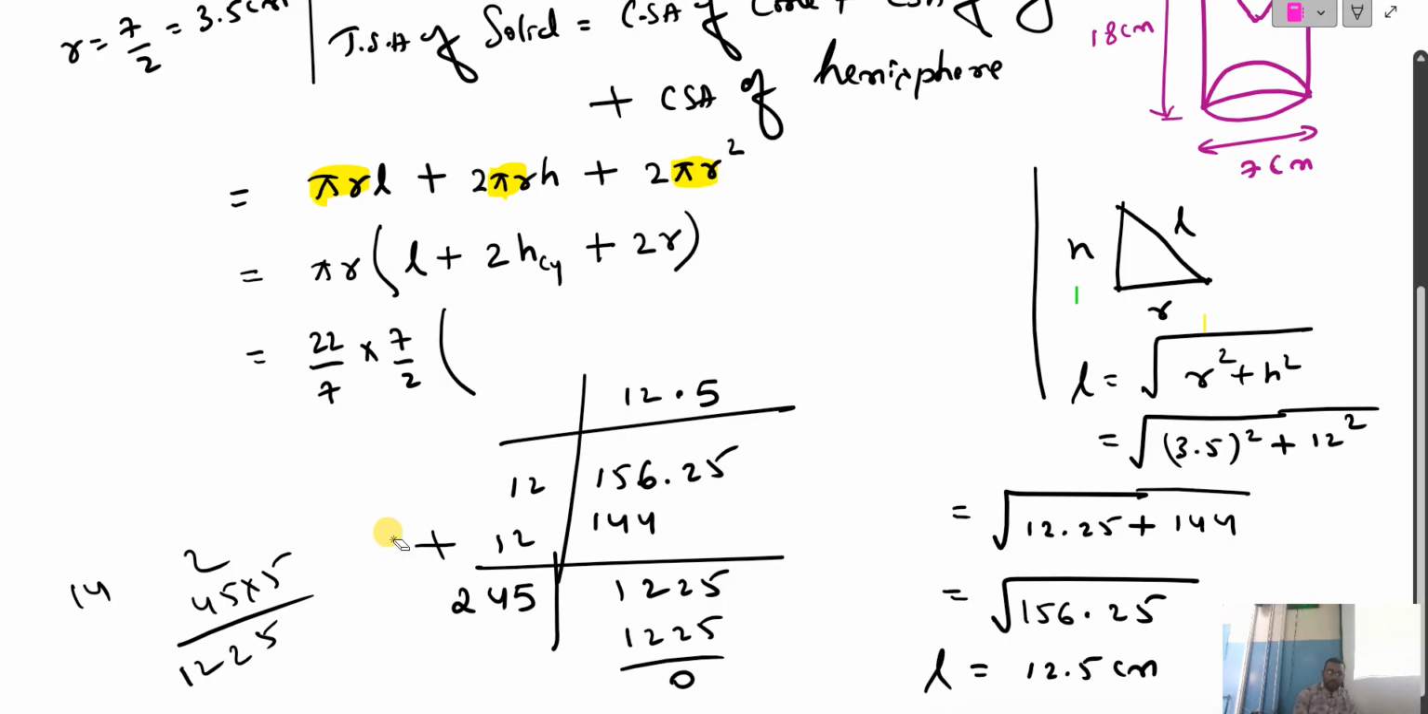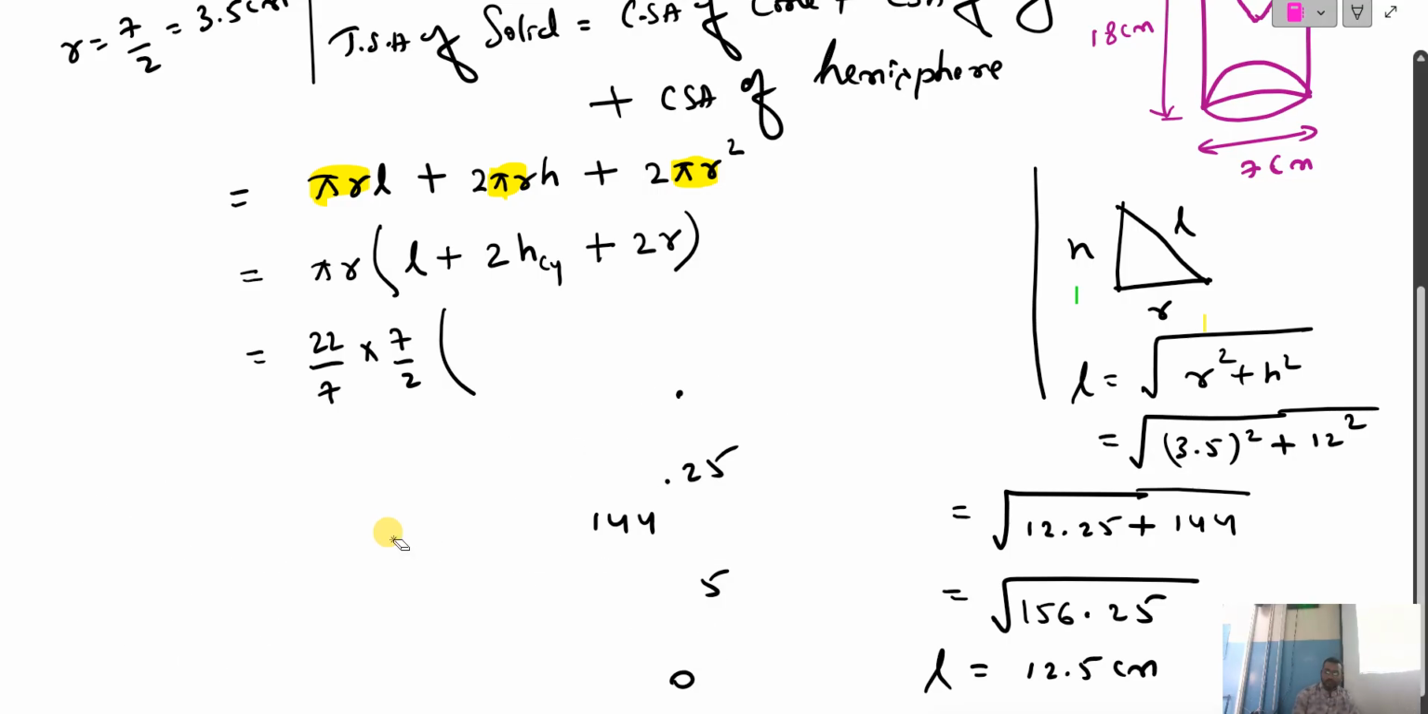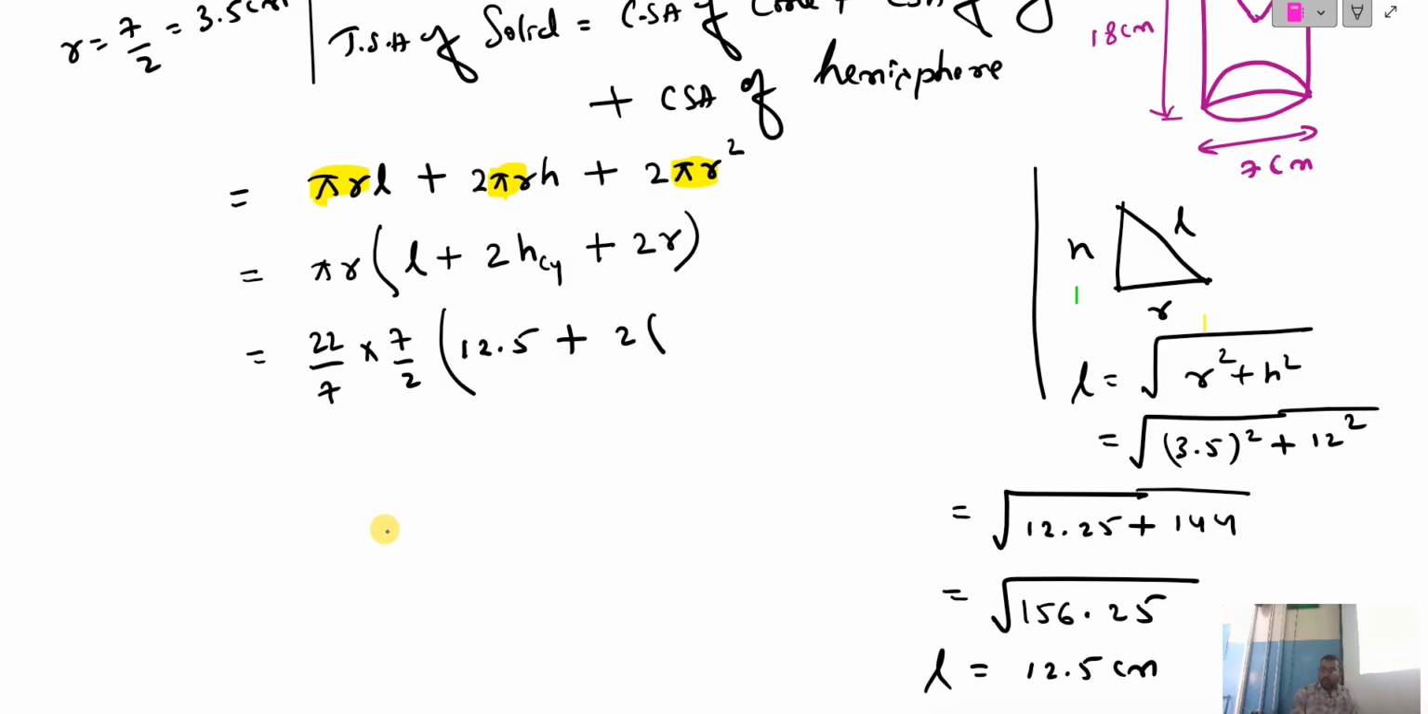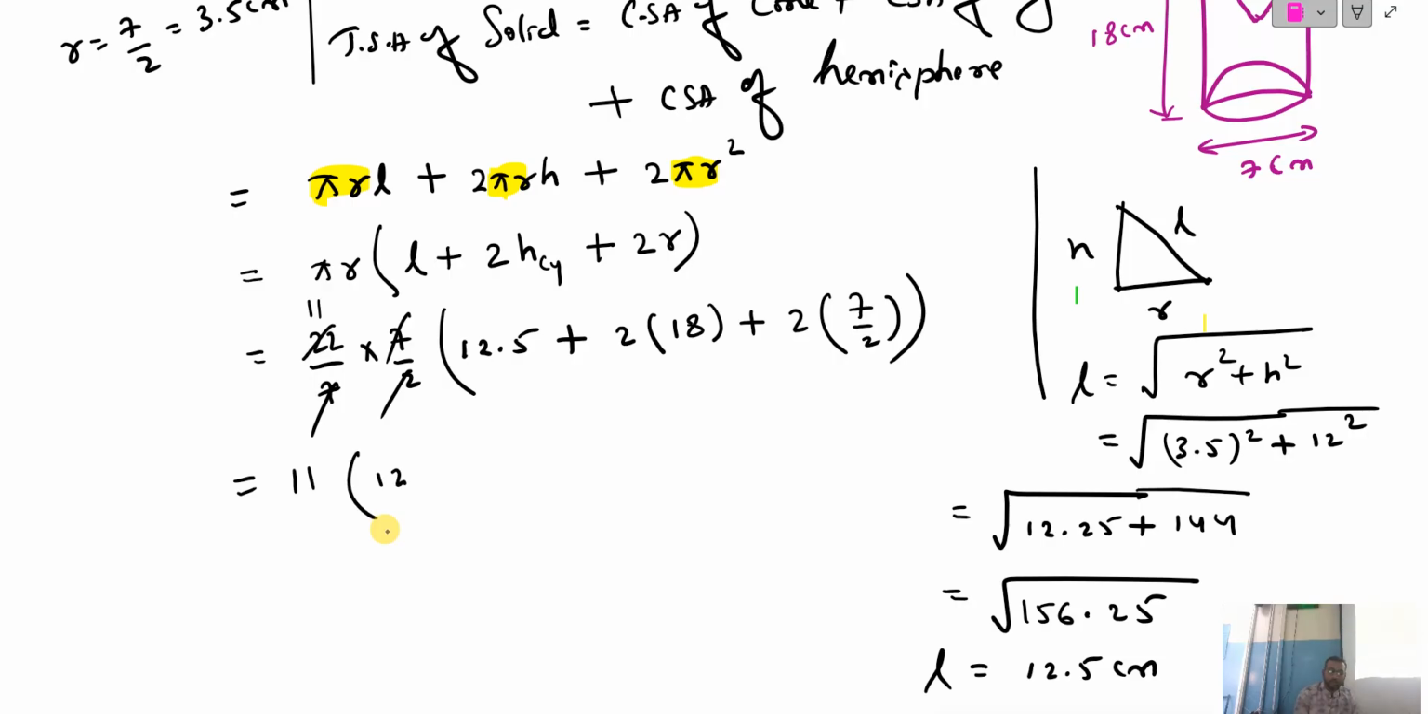So can we substitute this value now? What is the value of L here? Just now we found that it is 12.5, plus 2 into the height of the cylinder. They have given the total height of the cylinder as 18, plus 2 into radius 7 by 2. Close the bracket. Then 7 and 7 get cancelled. 2 ones are 2, 11, 12.5 plus 18 twos are 36.